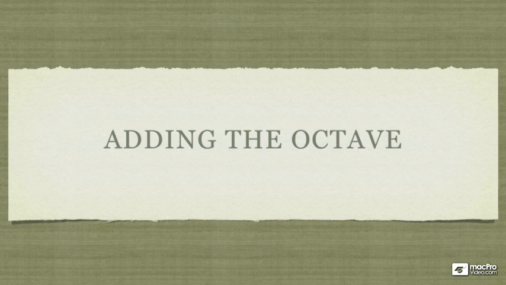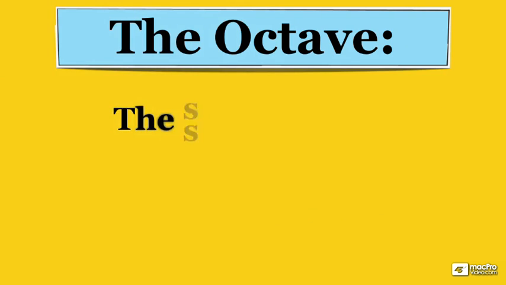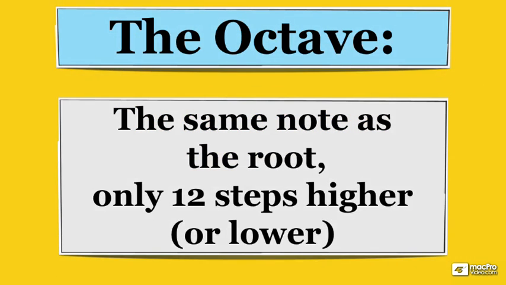We've talked about the concept of neutrality in our examination of the fifth. There's a note we can incorporate into our bass lines which is even more neutral in color, and this note is the octave, the same note as the root, only 12 steps higher.